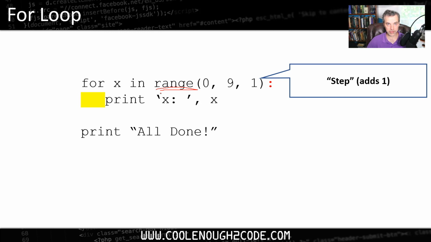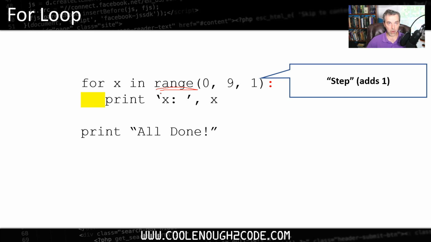So how much do I want to add between each different iteration to the value of x so that I can create a loop? If I set it to 1, it's going to iterate 0, 1, 2, 3, 4, 5, and so on. If I set that to 2, it's going to be 0, 2, 4, 6, and so on. If I set that to 3, it's going to be 0, 3, 6, and so on.